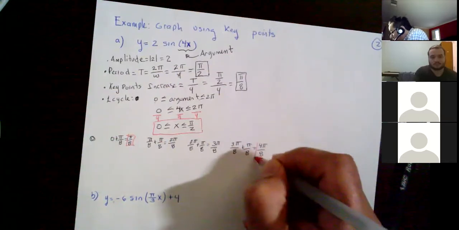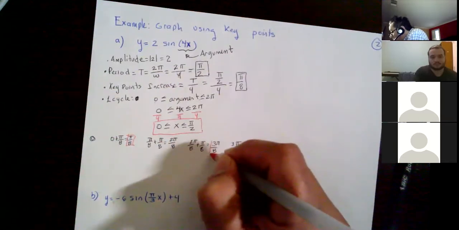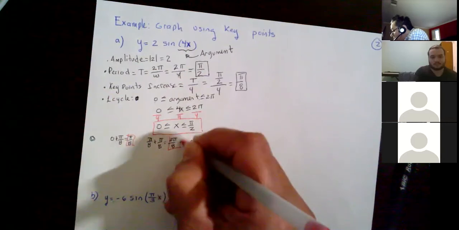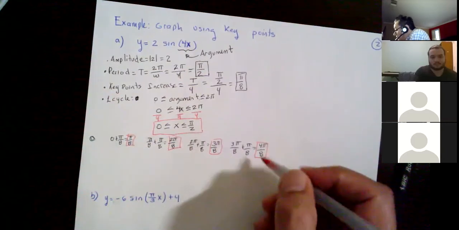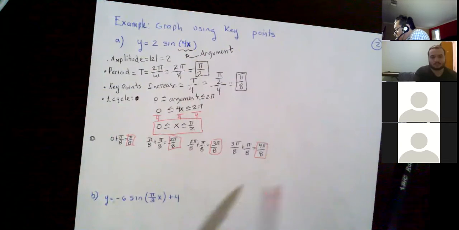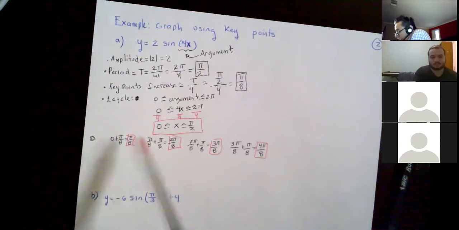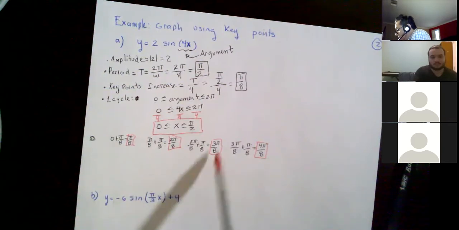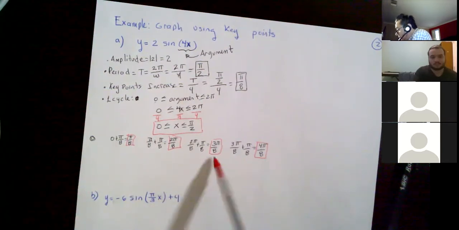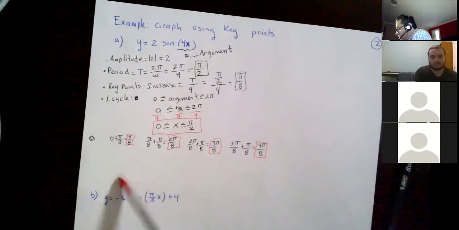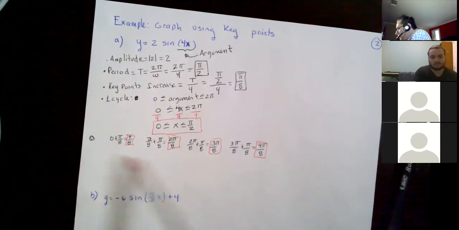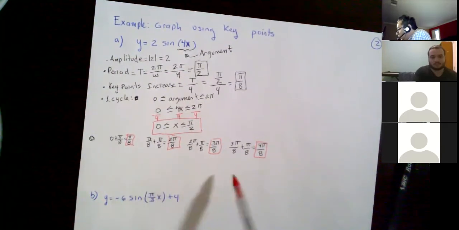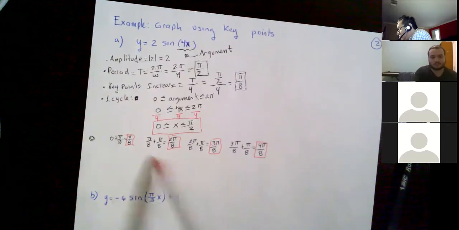But notice, if you simplify, 4 pi over 8 is the same as pi over 2, by the way. But when graphing, it's better to keep the same denominator, because if you start simplifying here, your denominators are different. And when you start graphing, it might get a little bit confusing here. Notice now I can start graphing right now.